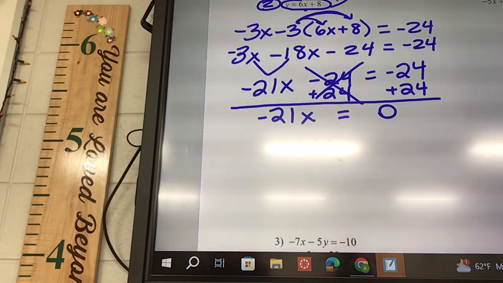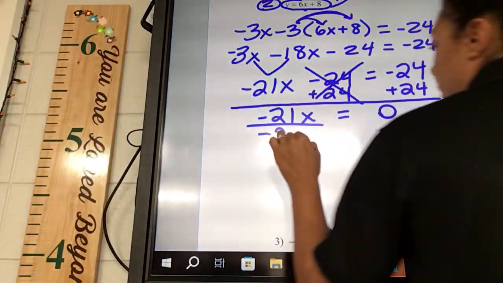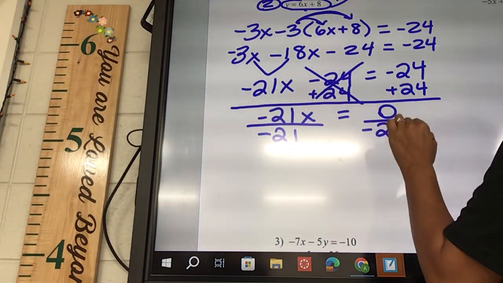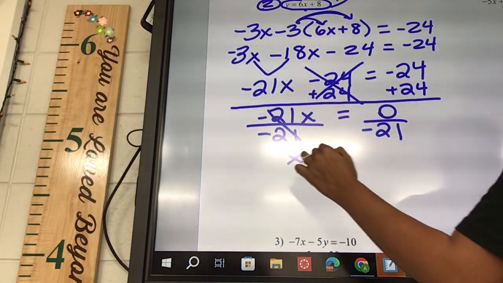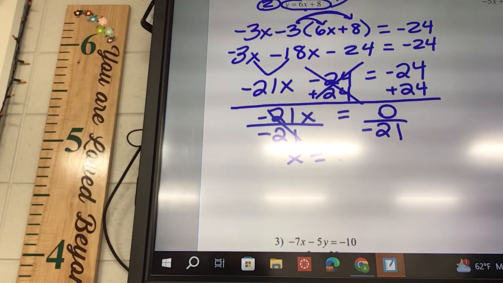Are you all right? Yes. And then what's our last step there? Divide. So we're going to divide by negative 21. Well, what is 0 divided by negative 21? 0.